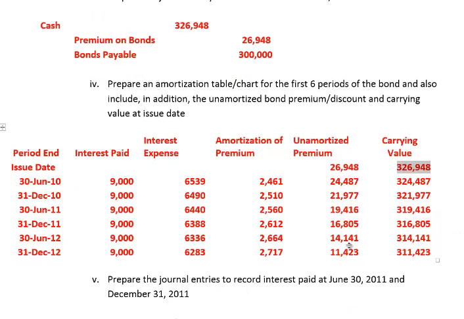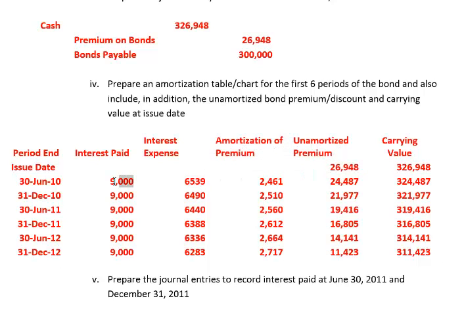To calculate the interest expense every year, we multiply the carrying value at the open of the first 6-month period, which ends June the 30th, 2010, times our market rate. In this case, we know that our market rate is 4% for the year, but we would multiply this by 2%. Why? Because 2% is the market rate for half the year, and we have a semi-annual bond. So 326,948 times 2% will give us this.